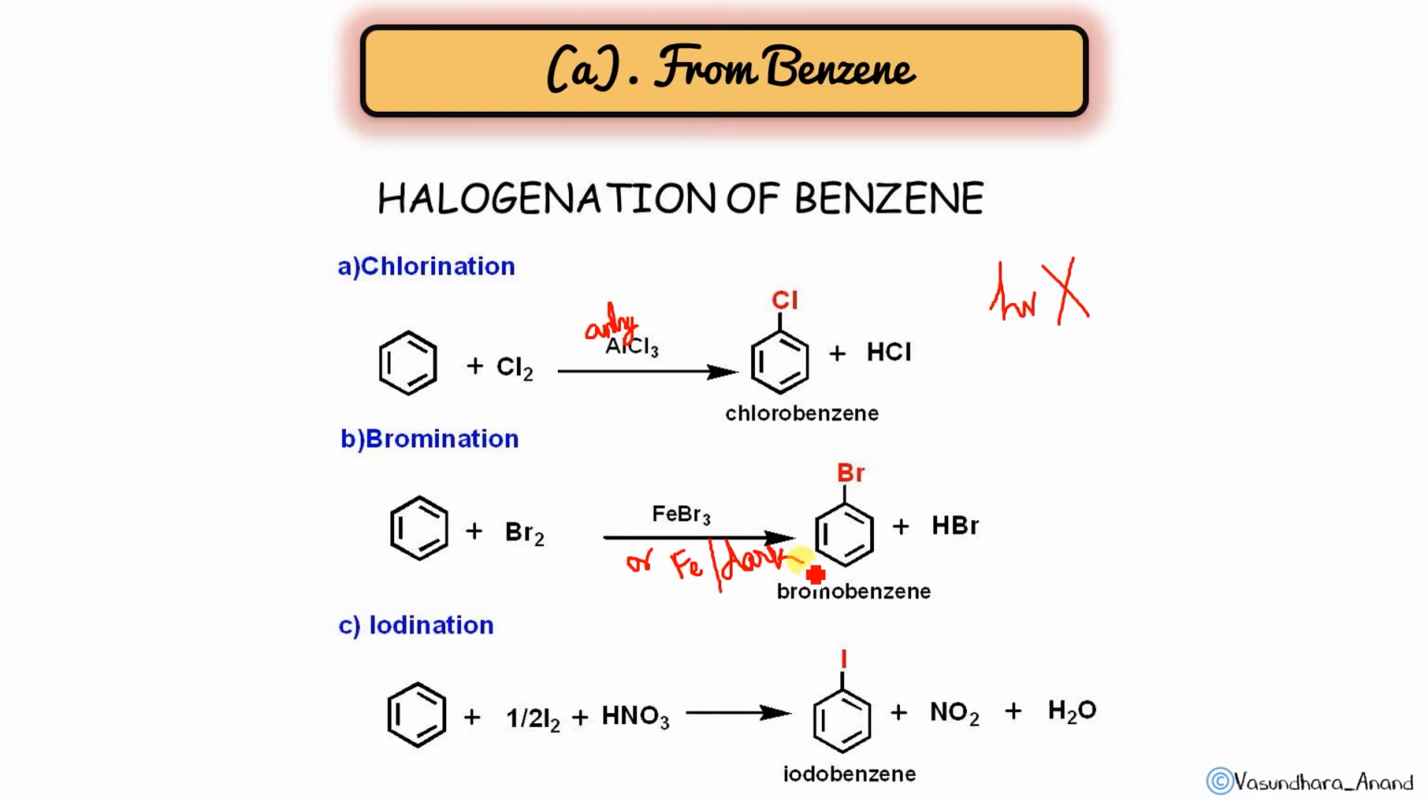For iodination, we have to use an oxidizing agent, a strong oxidizing agent. As it is a reversible process, when this HI forms, it goes back to give the benzene and iodine again. That's why we have to use the oxidizing agent. When we do this reaction in presence of a strong oxidizing agent, it will remove this H and give iodobenzene, and along with this NO2 and H2O will form. This HNO3 actually oxidizes the HI into H2O. So that's why this reaction works.